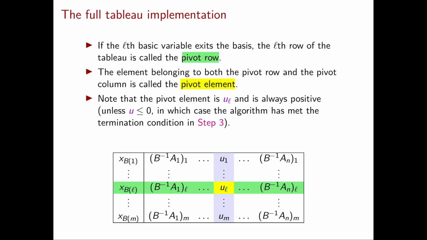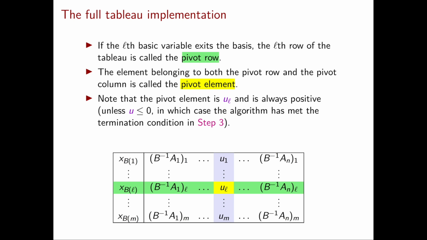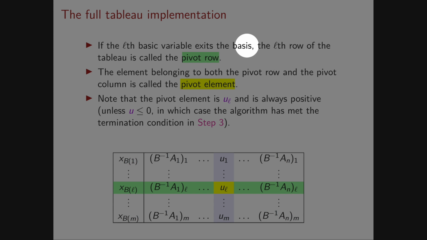So what about the variable that instead exits the basis? As always, we denote the variable that exits the basis as the lth basic variable. Correspondingly, the lth row of the tableau is called the pivot row.